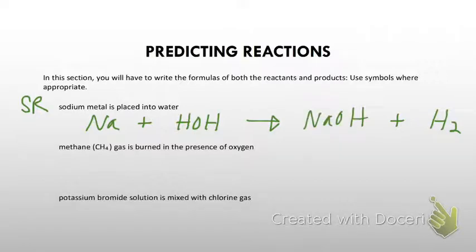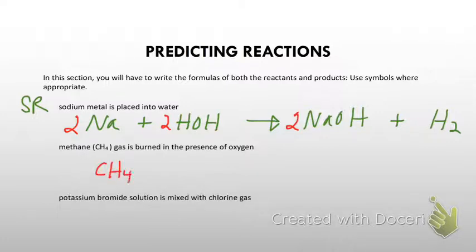Okay, now I need to balance. How do I balance that? 2 in front of NaOH, which then makes me put a 2 in front of sodium. And am I done, or do I need to keep going? I'm not done. 2 in front of water. Now I have 2 oxygen, 4 hydrogen, and 2 sodium on both sides. So we're good.